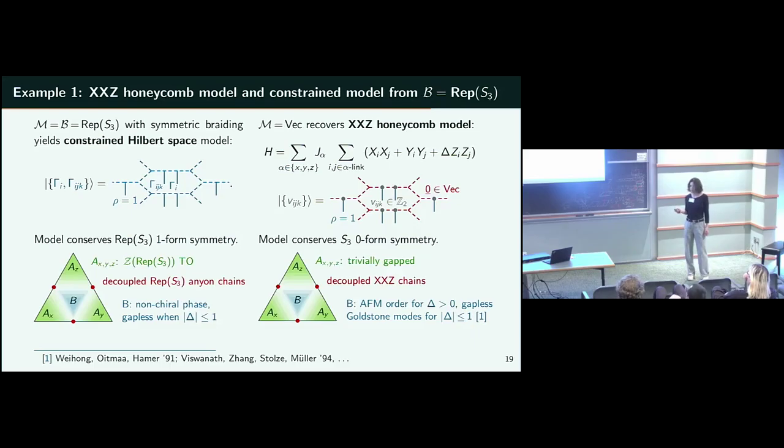I'm sure there are different ways you can do the gauging. I'm just saying that from the symmetry structure, it looks like my way of implementing these dualities is basically gauging the Rep S3 one-form symmetry. So basically, I'm going from this model to this model, I would say.